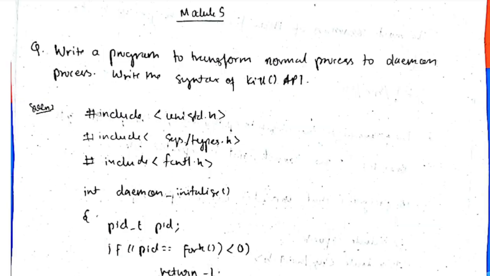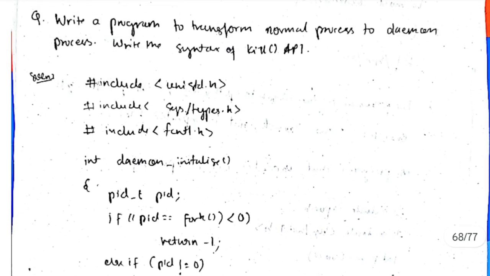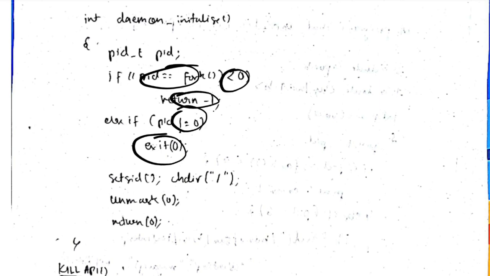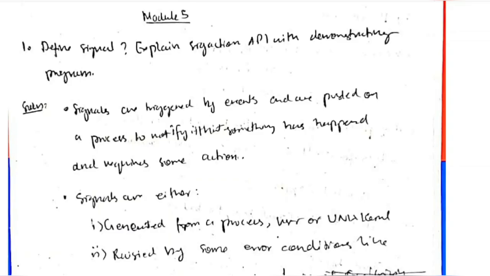Coming to module 5, this is the program which is to transform the normal process into a daemon process. Write the syntax of kill API. Okay, so how to transform the process is that first we will be writing here if PID of fork is less than 0, it's an error. Else if it's not equal to 0, it's exit 0, and it will only work when PID is equal to 0. Okay, and these three are the things which you have to write. Okay, for initialization. And about the kill API, it's a process used to send a signal to the related process. Okay, so this is the syntax.